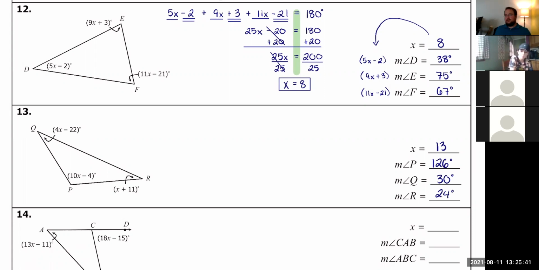Is that equal to 180 degrees? Yep, all three of those added together should equal 180, which will give you the equation to then solve for x. Yep. So almost identical setup to the one above it.